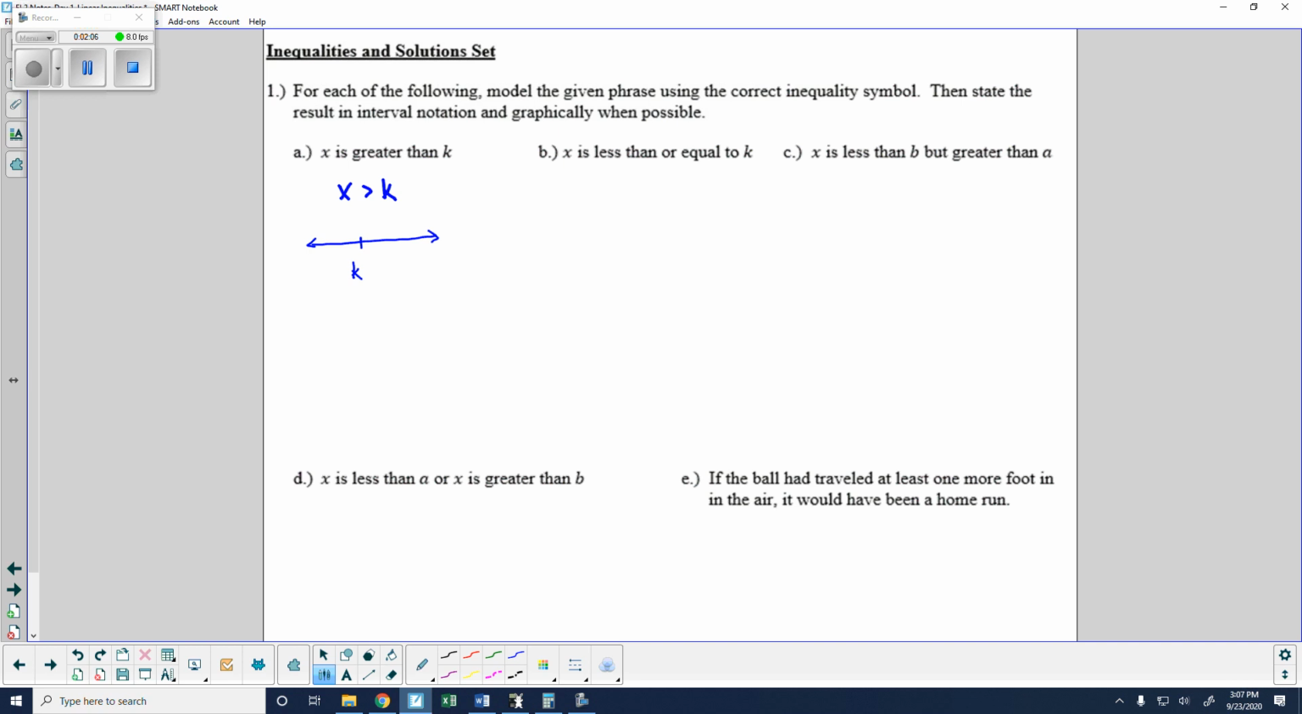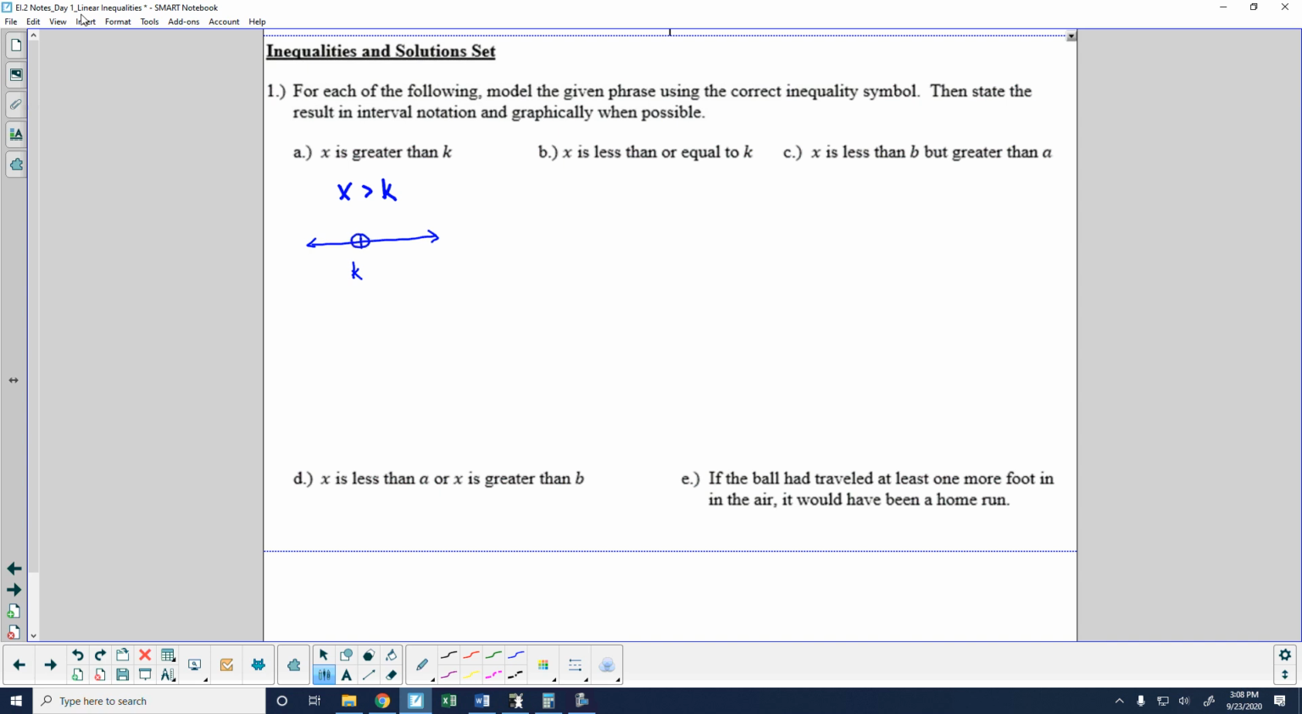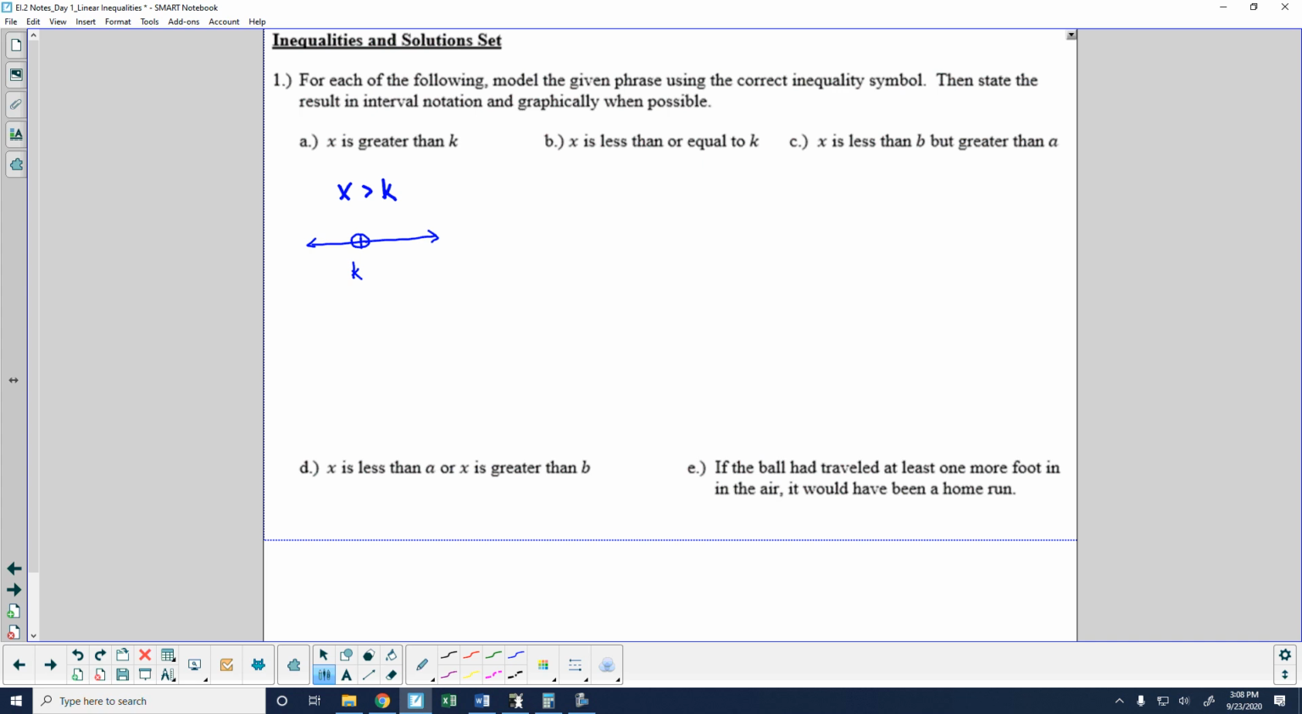When the graph is not equal to k, we're going to leave that with an open circle. That open circle shows us that we are getting as close to k as possible, but we're not actually going to be equal there at k. If it is greater, our graph is going to continue to the right. Remember, as we increase on the number line, we're moving left to right. So we want to shade everything to the right. So this graph here shows the representation of a value being greater than k.